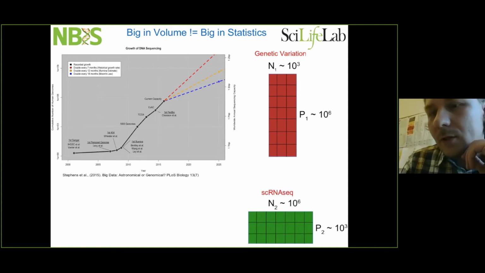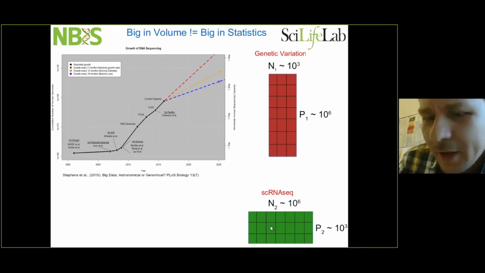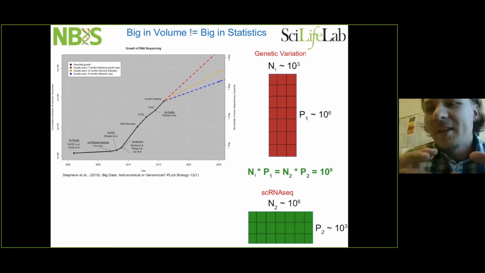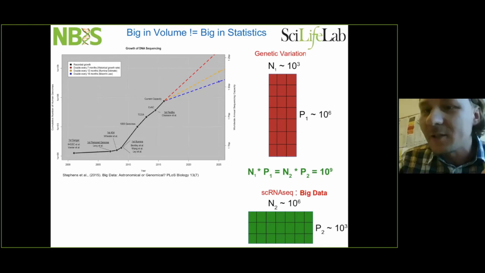But if you look at single cell RNA sequencing data, for example, it looks very different. Even though if you multiply N1 by P1, it will be equal to N2 multiplied by P2. It's 1 billion. Those two data types are equally large in size or in volume, but you see that they look very differently. It's much easier to analyze single cell RNA-seq data from a statistical point of view. This is why I'm saying this is big data.